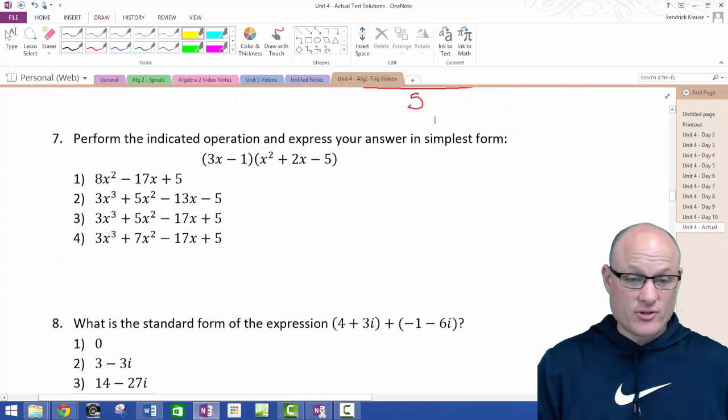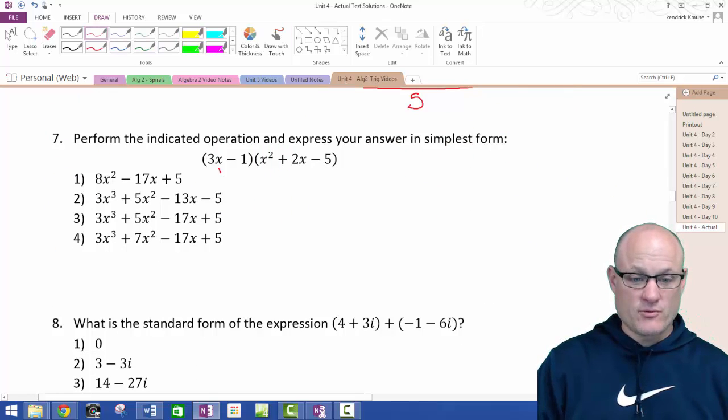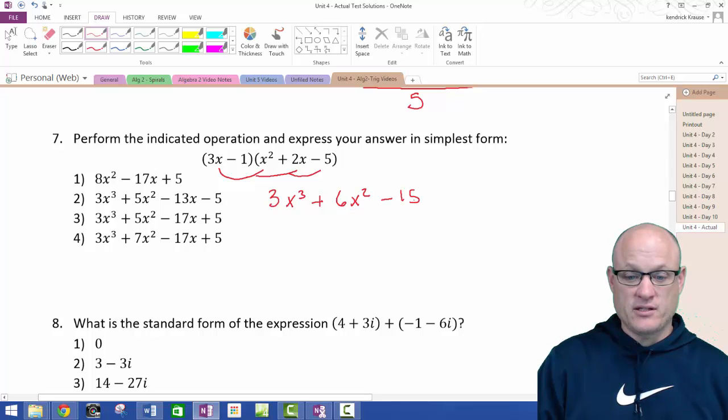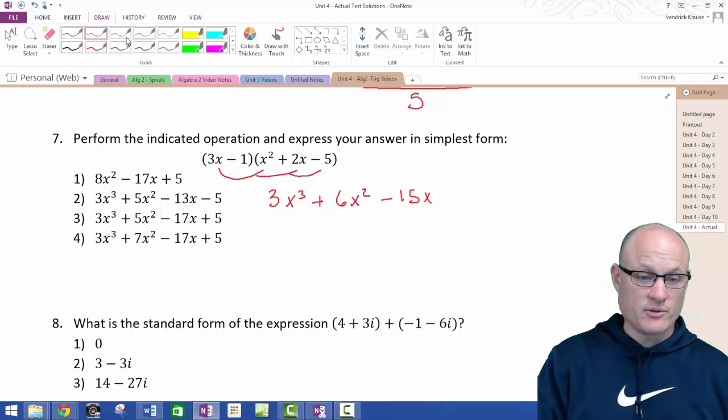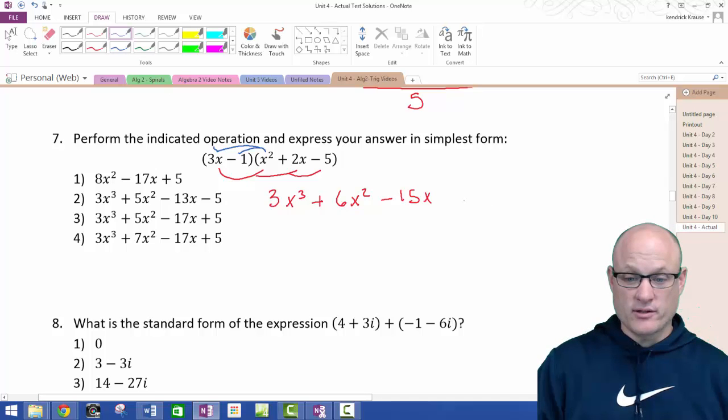All right, got a lot of distributing to do on this one. So 3x times x squared is 3x cubed. 3x times 2x is plus 6x squared. And 3x times negative 5 is minus 15x. All right, now we'll distribute the next thing. I'll do it in blue. Negative 1 times x squared is negative x squared. Negative 1 times 2x is negative 2x. And negative 1 times negative 5 is positive 5.